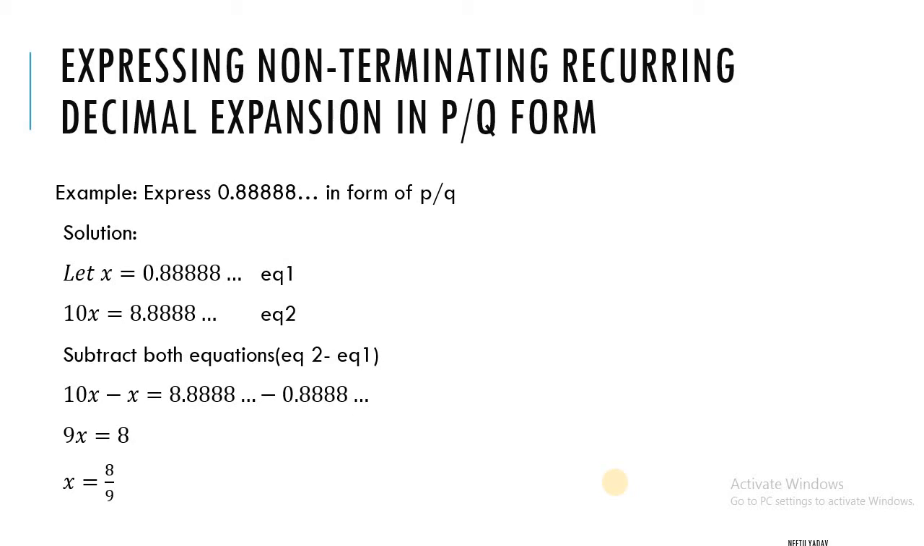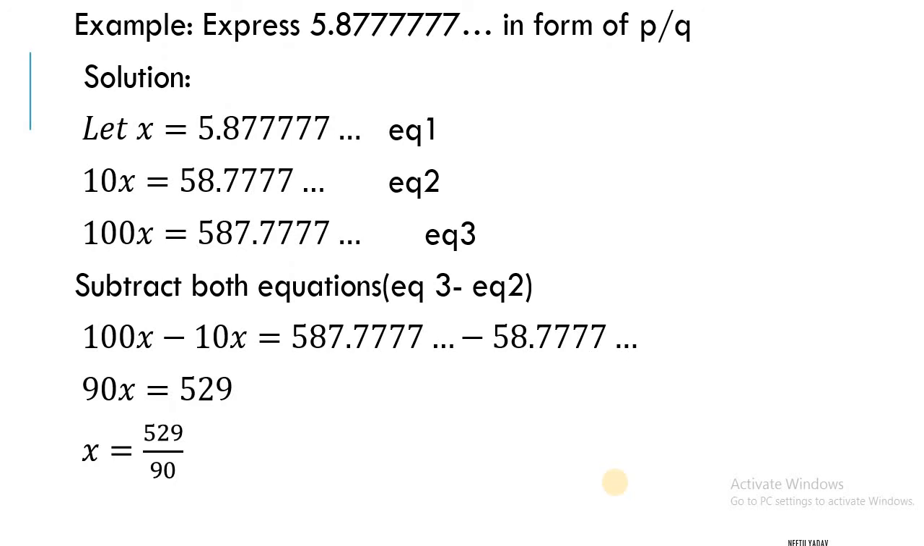Now 10x minus x is equal to 8.888... up to infinite minus 0.888... up to infinite. In this way, all the recurring 8s up to infinite in both expressions will cancel out each other and we are left with 9x is equal to 8, and x is equal to 8 by 9. In this way, 0.888... up to infinite can be expressed. Take one more example, express 5.8777... up to infinite in form of p by q.